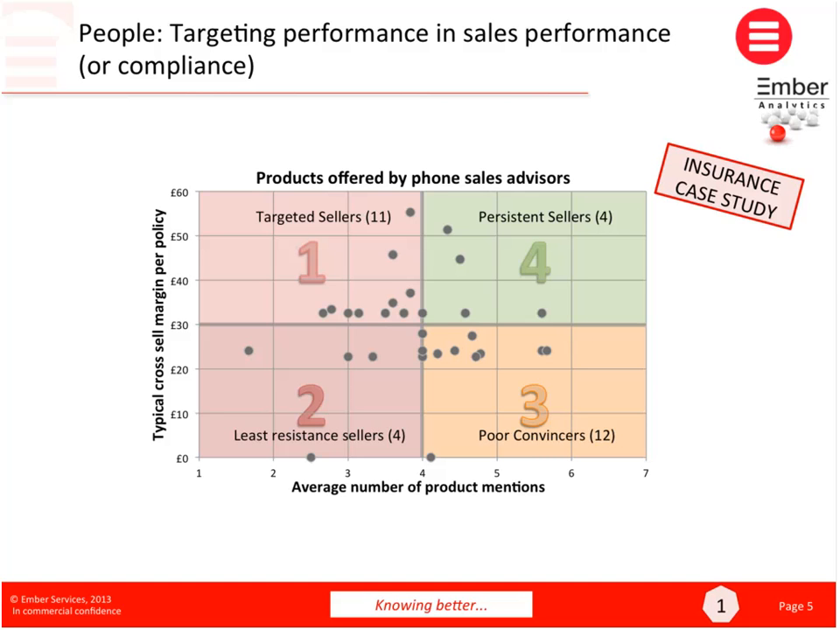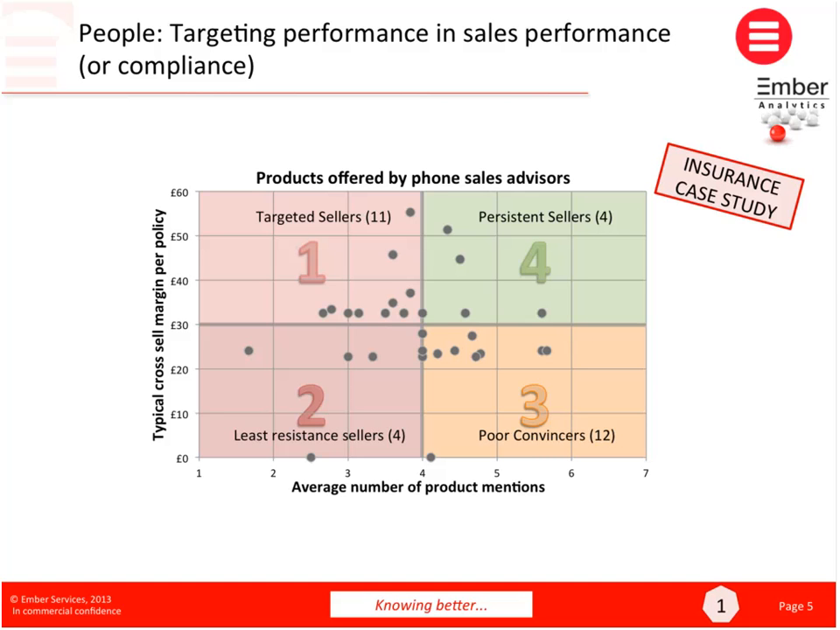Least resistance sellers in the bottom left corner obviously don't mention much and don't sell much. Well, they need to be on performance plans. Clearly they have issues here. They're not trying, they're not spotting opportunities, and they're not selling much. Then poor convincers, trying hard but not selling too much, and then persistent sellers, working very hard and getting results eventually.